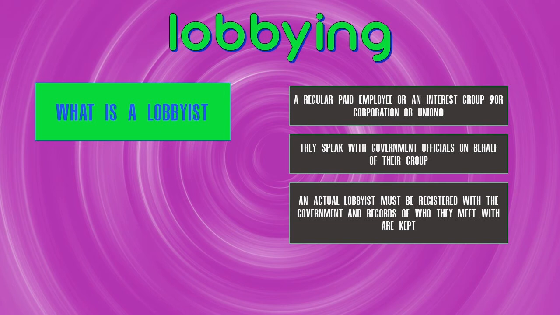They're going to speak with decision makers. They are talking directly to the policymakers and the government officials on behalf of either the interest group, the corporation, or the union. If the person is a lobbyist, they have to register with the national government. The national government's going to keep track of them, keep track of who they meet with, and they're going to have to keep records of all of the meetings that they have so that we can track what lobbyists do.